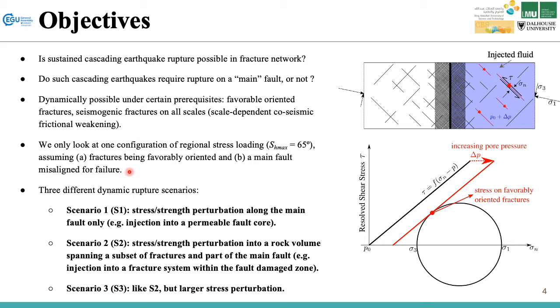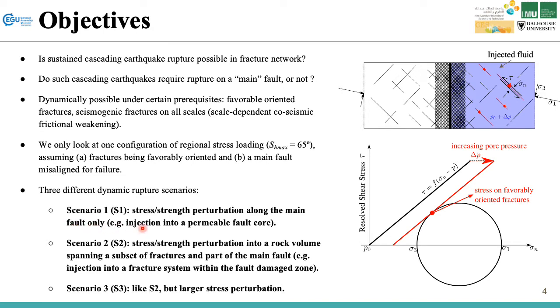In this study, we look at one configuration of regional stress loading, assuming fractures are favorably oriented and the main fault is poorly oriented. Therefore, we want to test three different possible injection scenarios that translate fluid injection, in this case represented as strength or stress perturbation, to generate cascading rupture.